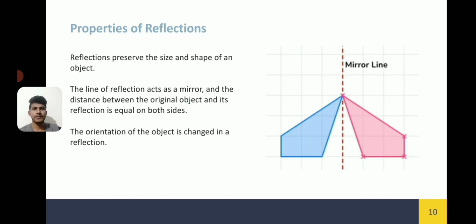Properties of reflection. Reflection preserves the size and shape of an object. The line of reflection acts as a mirror and the distance between the original object and its reflection is equal on both sides. The orientation of the object is changed in a reflection.